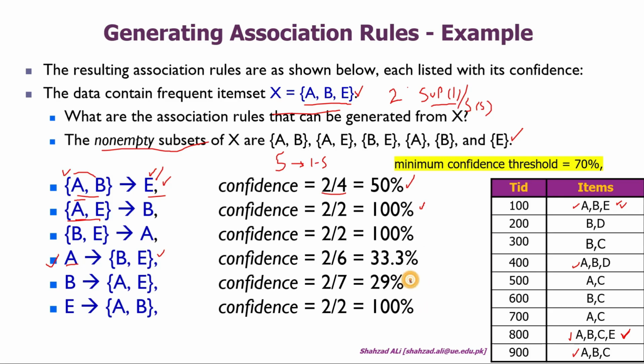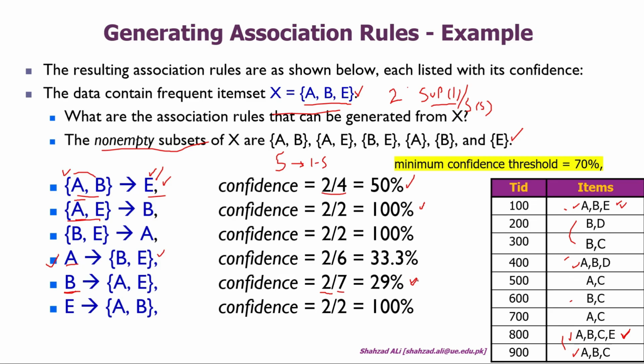Like if you talk about the second last rule, which is B implies A and E. The support of frequent item set I is 2. What is the support of the subset of the frequent item set, which is B? B occurs in this transaction, in this, and these two. Sorry, one time in this: 1, 2, 3, 4, 5, 6 and 7. So 2 by 7, which is 29%. So the confidence for this rule is 29%.